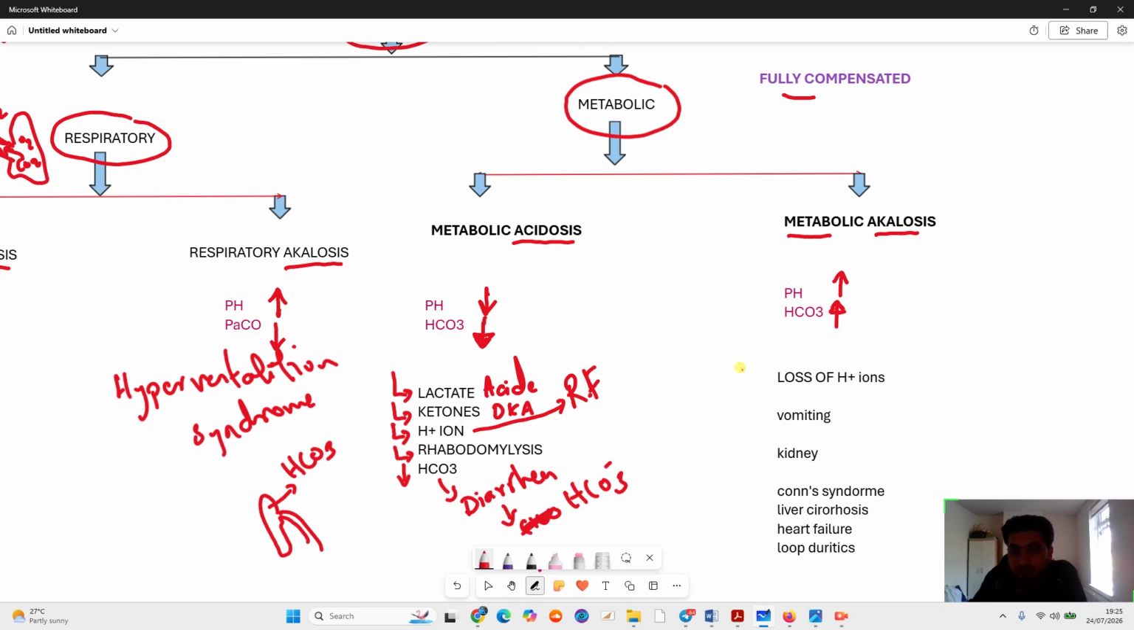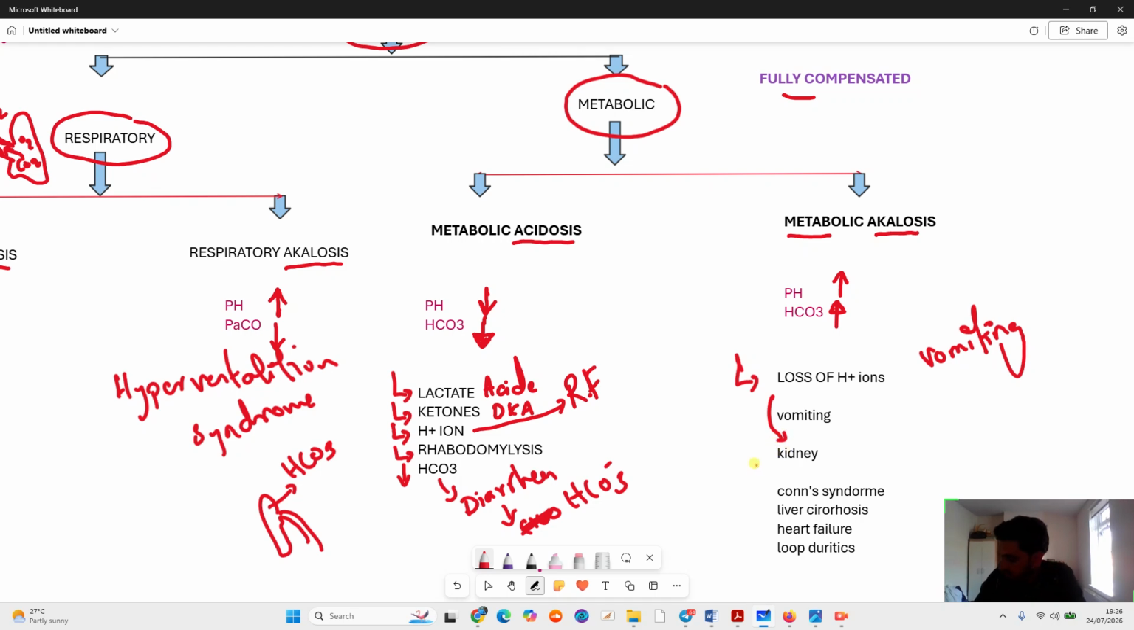So how will metabolic alkalosis happen in our body? If the patient has more vomiting, we know the parietal cells produce the hydrogen. And if the patient is vomiting, more hydrogen will come out in the vomit and the body's hydrogen will go down. Due to that, metabolic alkalosis will happen.